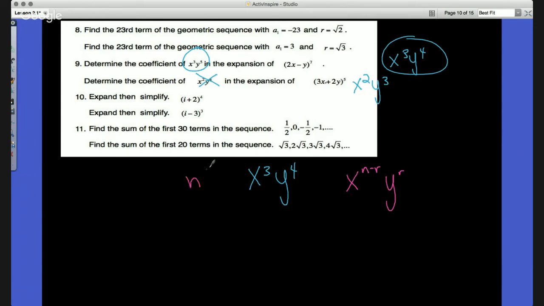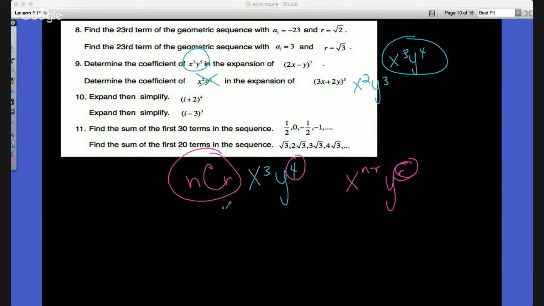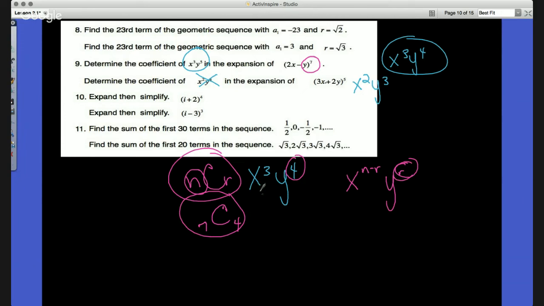So when I do the NCR, to find the coefficient that starts off in front of this, we can know what the r is based upon what the power of y is. So y to the 4th would be that r. So that c would go in place with 4 on the right side. Now, as far as the n is concerned, n is the largest power, which should be 7. So 7c4 is what we would have as our coefficient to start this process.